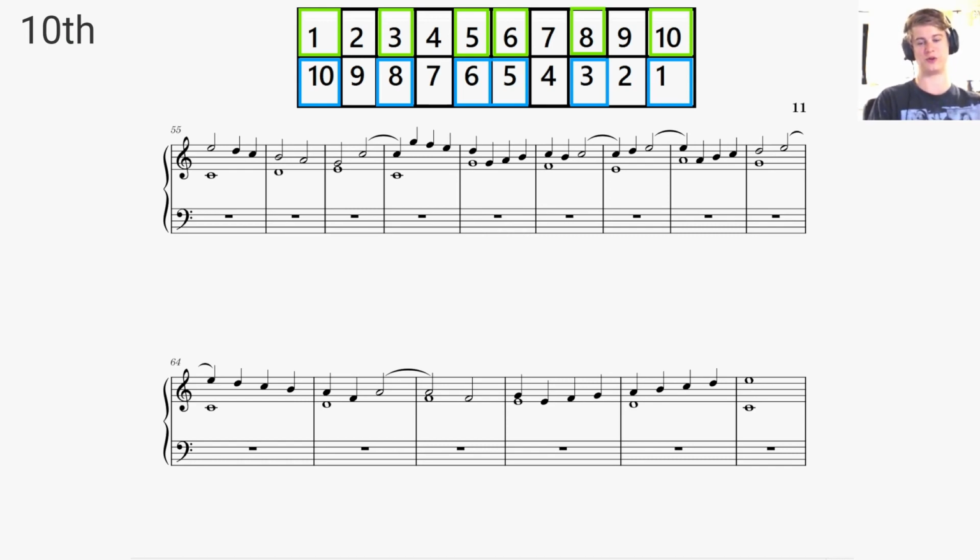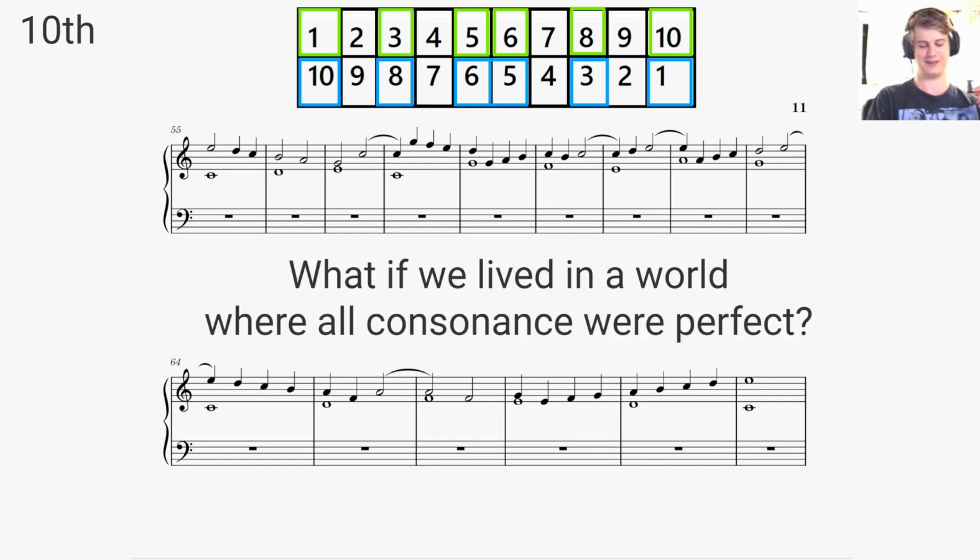So now we have a similar question as before, but this time, what if we lived in a world where all consonances were perfect? What would our responses look like? What would our music look like? This parallel reality is just a funny way to remember a little better what's going on here.